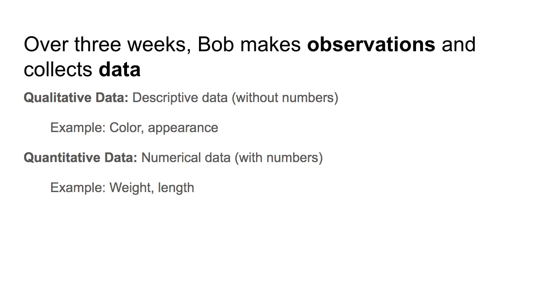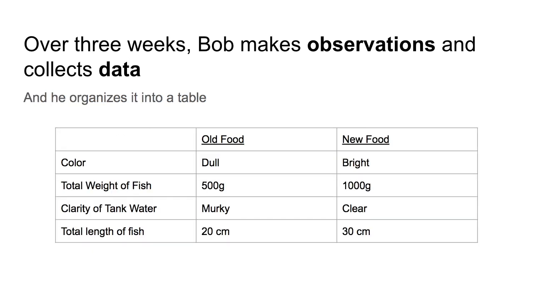Over 3 weeks, Bob makes observations and collects data. Qualitative data is descriptive. It doesn't have numbers, like color and appearance. Quantitative data is data that has numbers, like weight or length. Usually, to organize and analyze data, we'll make a table or a graph. Bob organizes his data into a table, so he can easily compare the old food to the new food.